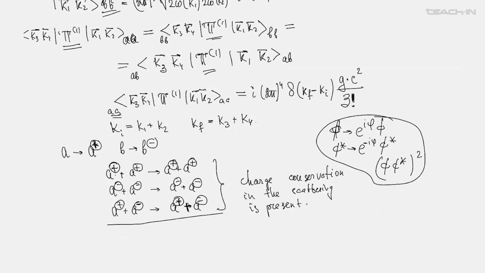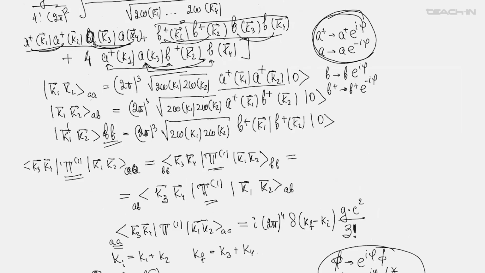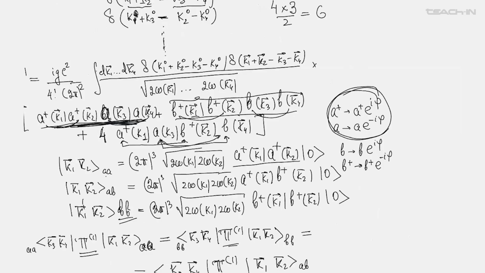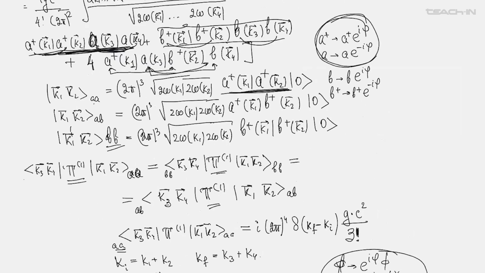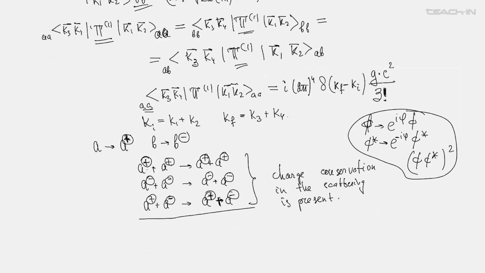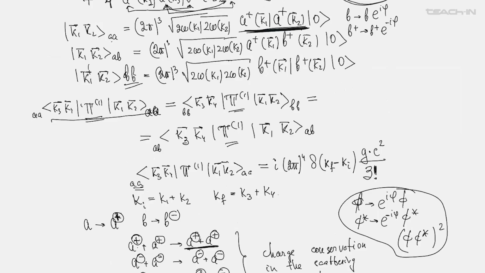And this interaction term here is a term which leads to the scattering of a two-particle state. So this means particle plus particle. So this is a two-particle state here. Particle plus particle goes to another two-particle state, particle plus particle. And this is exactly the matrix element which corresponds to this transition. A plus plus A plus goes to A plus plus A plus. So two particles go to two particles. And analogously for the rest.